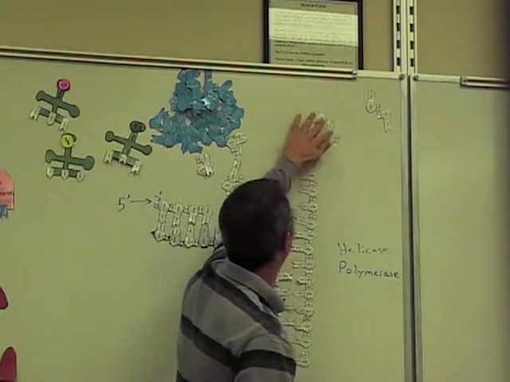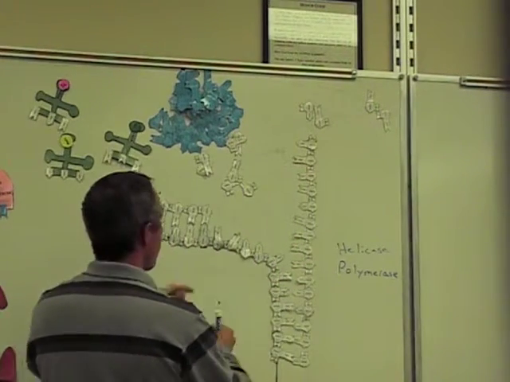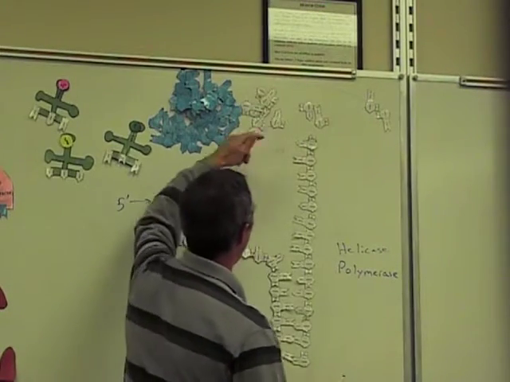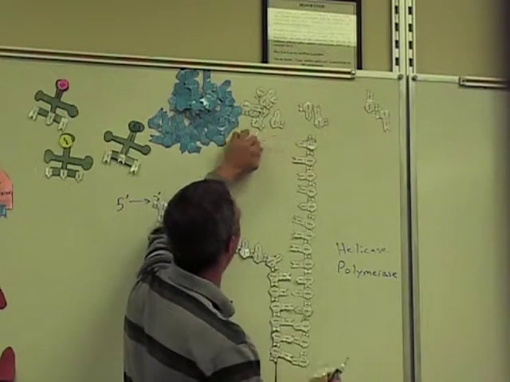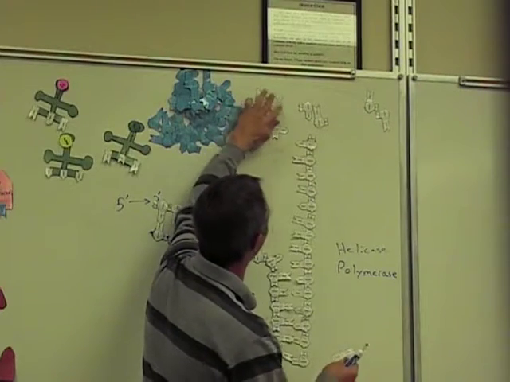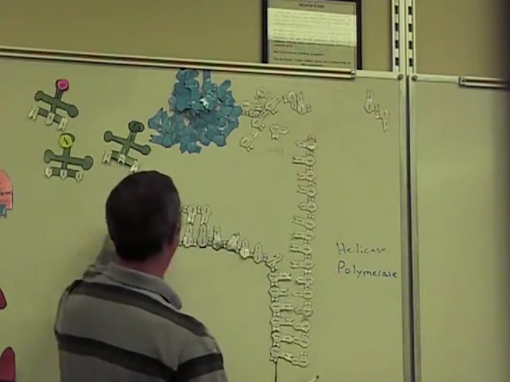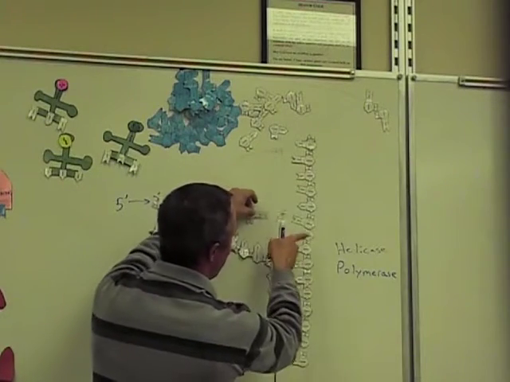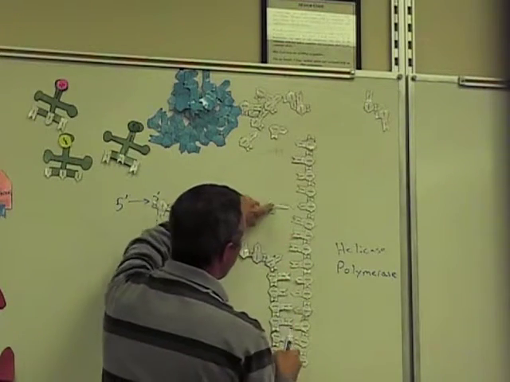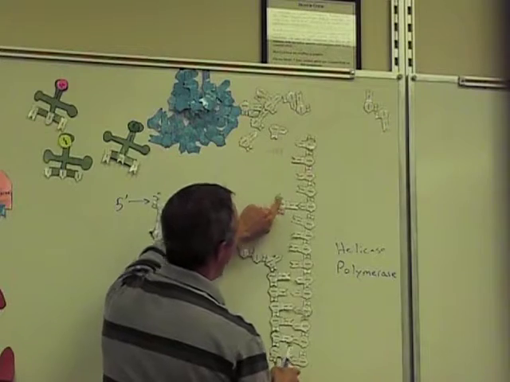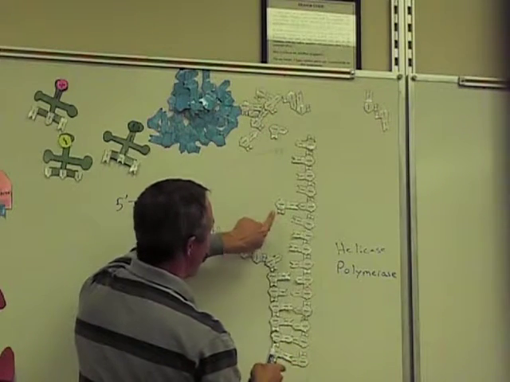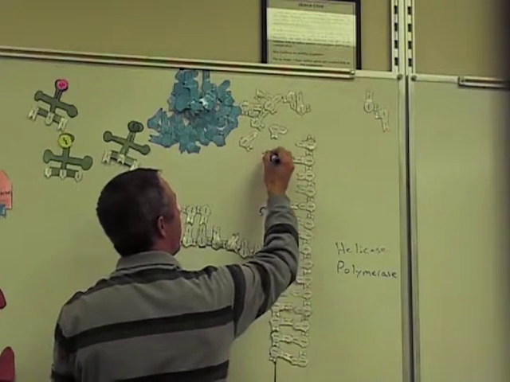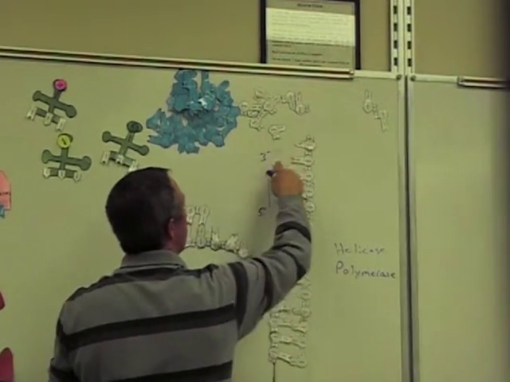Thank you, very good. So anyway, on the opposite side, this is the tricky part. It doesn't start at the top and go downward, like you would think, like it did on this side. On this side, it has to start at the bottom and go upward, because only that way are you going from 5 prime to 3 prime.